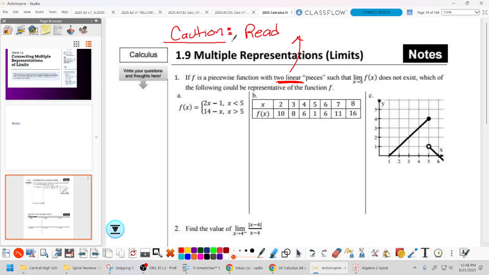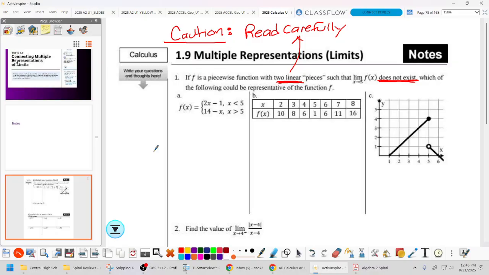Caution. When you do this kind of question, you need to read super carefully. I'm going to tell you that now, and then on a slide or two ahead, see if it sinks in. Okay, such that the limit as x approaches 5 does not exist. Which of the following could be representative of the function f?